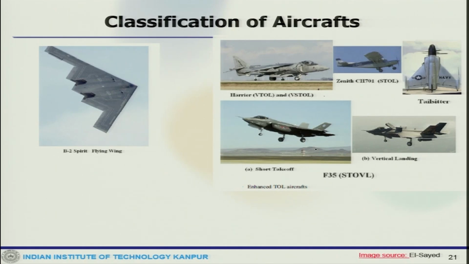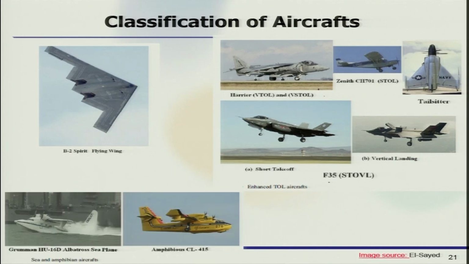This is a short takeoff for F-35. This is vertical landing. This is the tail sitter. This is short takeoff landing. So, these are some of the examples, and if you see across the globe, different countries, they have different sorts of inventions and their capabilities. This is another one which is seaplane, which is landing there. Then this is amphibians.